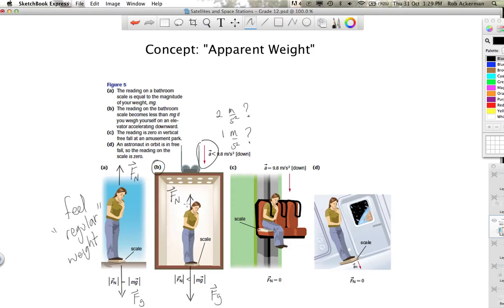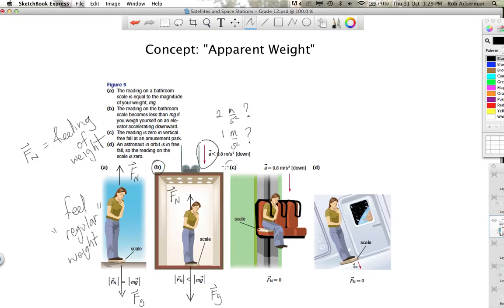And this is, if you recall, in chapter 2, this is how we realized, hey, Fn is the feeling of weight. This is what you feel when you feel heavy or light. It's your normal force. Her mass doesn't change from one picture to another, so she's not getting any heavier or any lighter, but her normal force changes, and that's the feeling of weight.